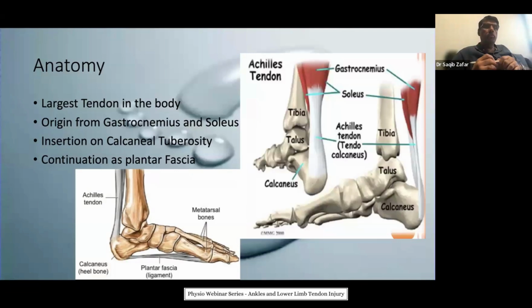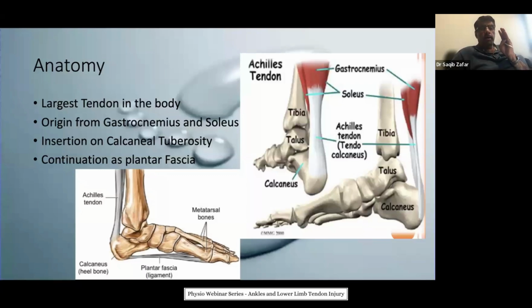The reason I chose Achilles tendinitis and plantar fascia is that these two are strongly interlinked, both anatomically and in terms of pathology. The new evidence suggests that in recalcitrant plantar fasciitis, we need to address Achilles issues. Anatomically, the Achilles tendon continues as the plantar fascia in the sole of the foot.